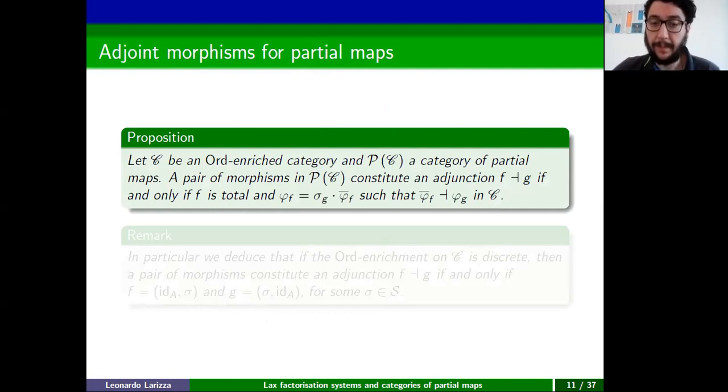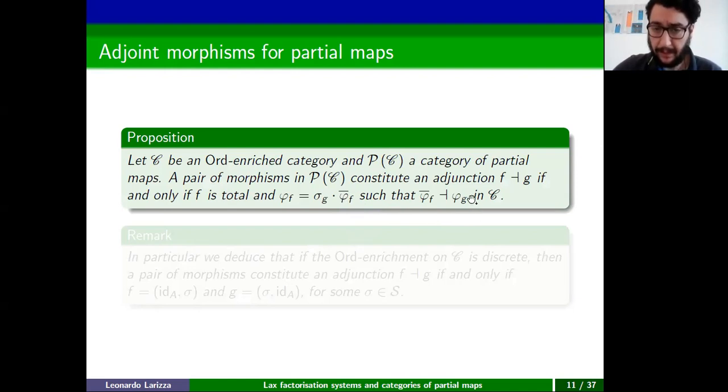Then we have that two partial maps form an adjunction, F left adjoint to G, whenever F is total and its function component is equal to sigma G composed with phi bar F. I will explain in some seconds what this phi bar F is. And moreover, if the phi bar F is a left adjoint in C to phi G.